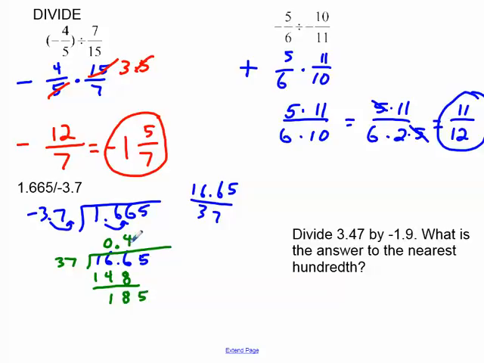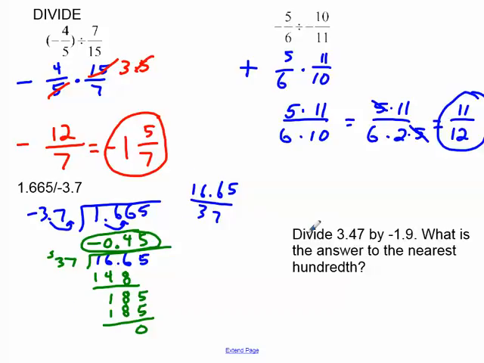37 into 185. It's probably not going to be 4, and 6 might be a little bit too much. Let's try 5. 5 times 7 is 35. Carry the 3. 5 times 3 is 15, 16, 17, 18. 18 right there, and sure enough, we got 0 remainder. There's our answer: 0.45. And because we got positive divided by negative, it should be a negative. We're all set.